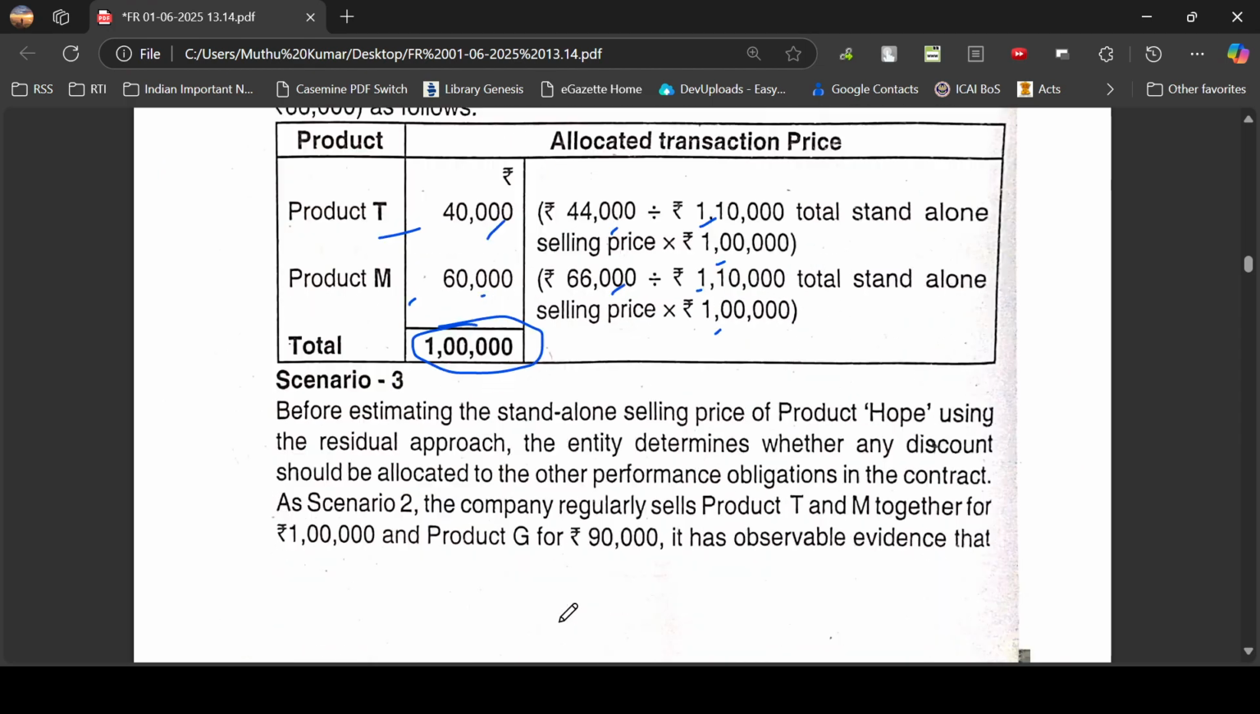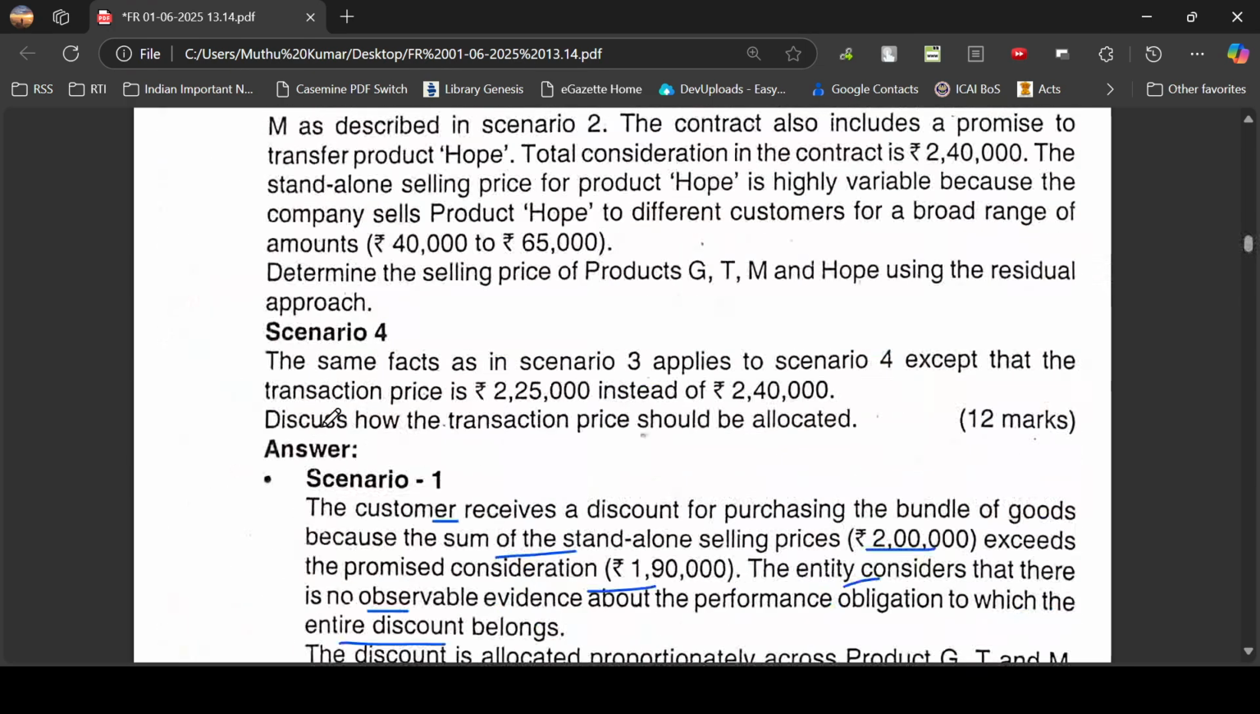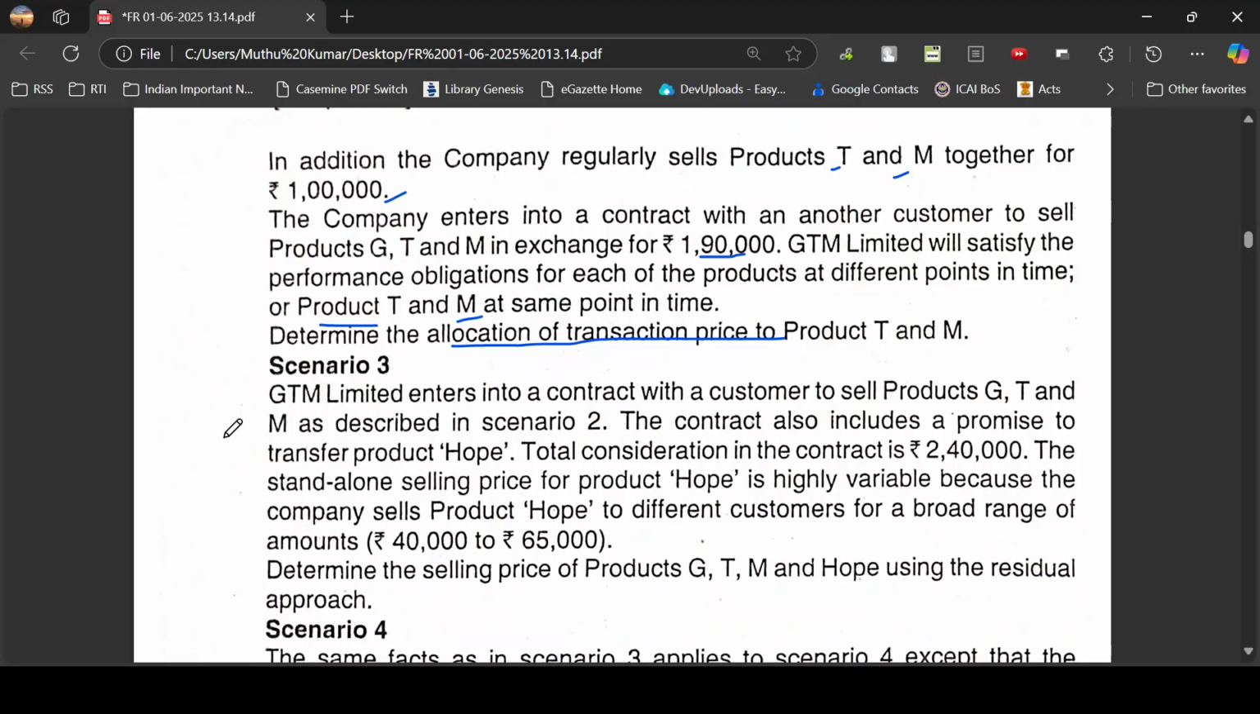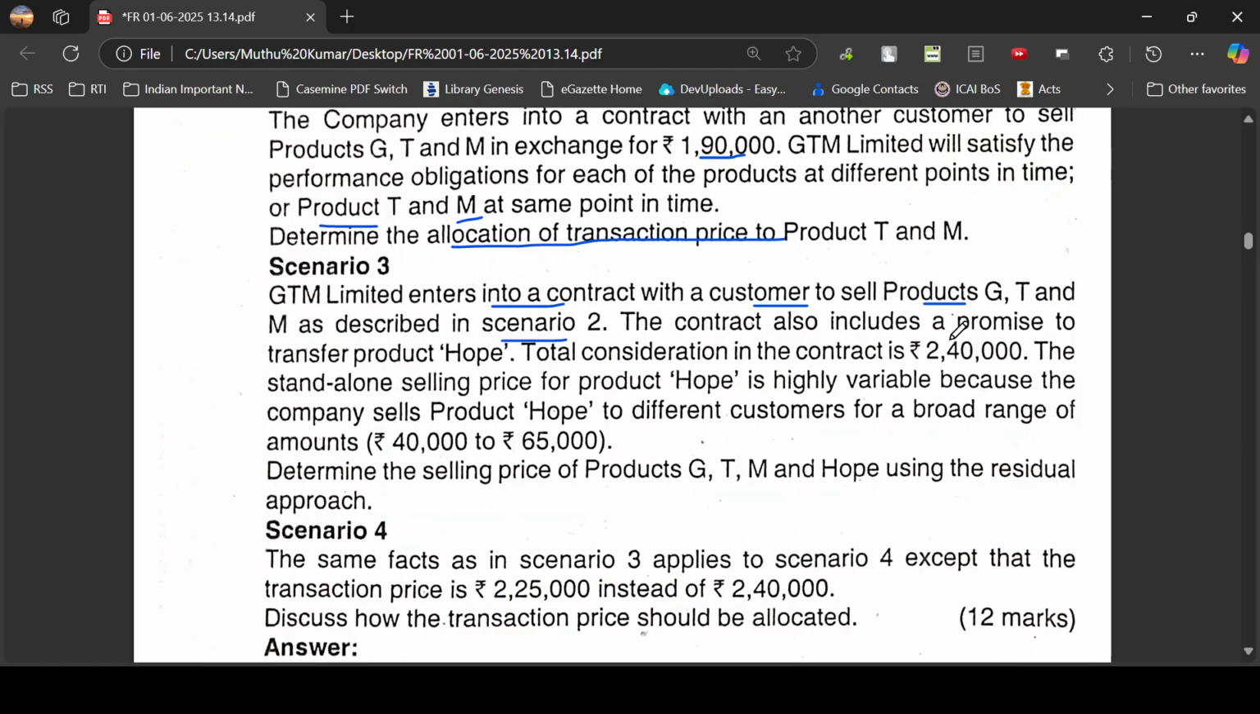Scenario 3. GTM Limited enters into a contract with the customer to sell product GTM as described in scenario 2. The contract also includes a promise to transfer the product Hope. The total consideration of the contract is 2,40,000. And the standalone selling price of the product Hope is highly variable because the company sells product Hope to different customers for a broad range from 40,000 to 60,000.